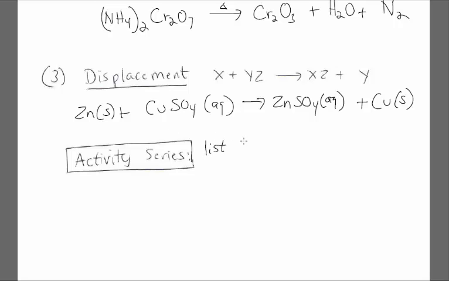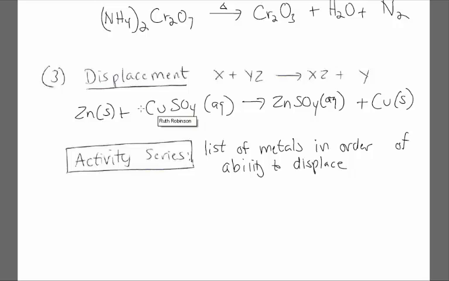So we can rank elements according to their ability to displace one another. So an activity list is a list of metals in order of their ability to displace. So for example, in this one up here, we would put zinc above copper. And you could rank a whole list of metals according to their ability to displace.